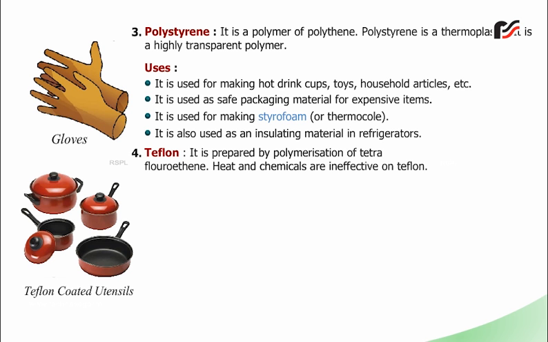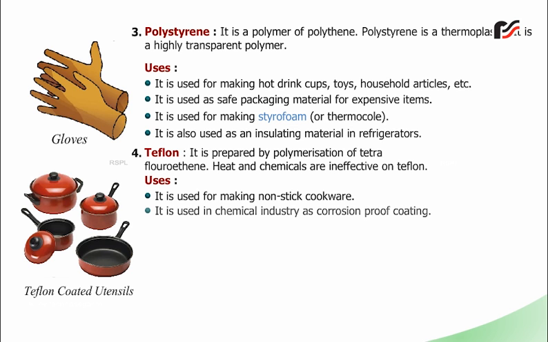Number 4, Teflon. It is prepared by polymerization of tetrafluoroethene. Heat and chemicals are ineffective on Teflon. Uses. It is used for making non-stick cookware. It is used in chemical industry as corrosion-proof coating.